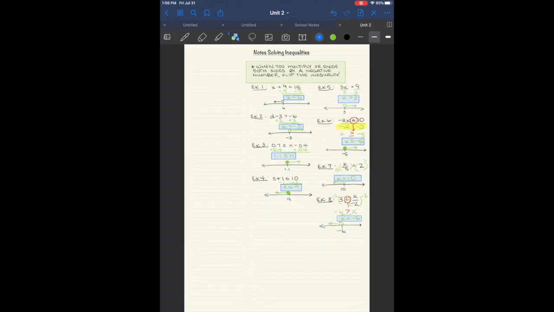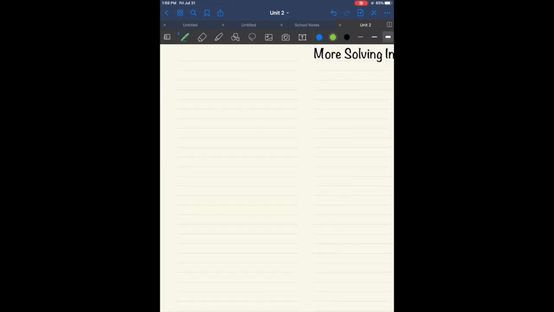Now some harder examples. So for the first one, we have negative 5x plus 7 is greater than 22. So SADMAP order here. We're going to subtract 7 from both sides. We get negative 5x is greater than 15. Here we're going to be dividing by a negative 5. So since we're dividing by a negative, remember this is when we are going to flip the sign. Okay, so now it's going to be x is less than negative 3.